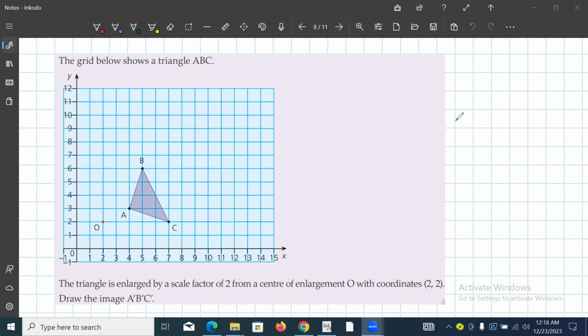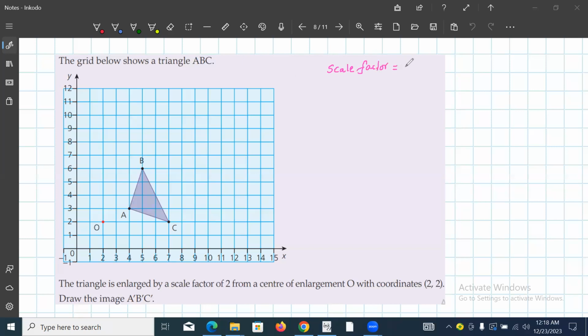Now scale factor is basically the ratio between corresponding lengths of the object and the image, or we can find scale factor as the length from center to enlarged point divided by center to object. So there are two ways to find scale factor, but in these cases we have been given the scale factor. In this question we have scale factor 2. We will try to solve, and mention the rule to find scale factor as well.